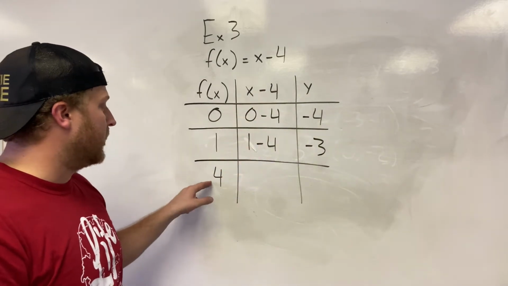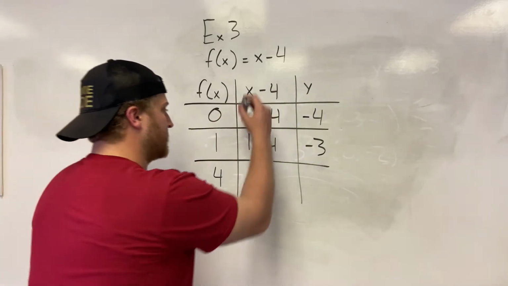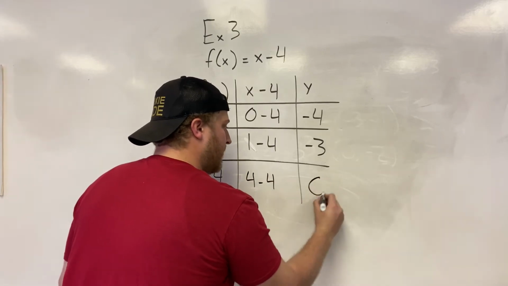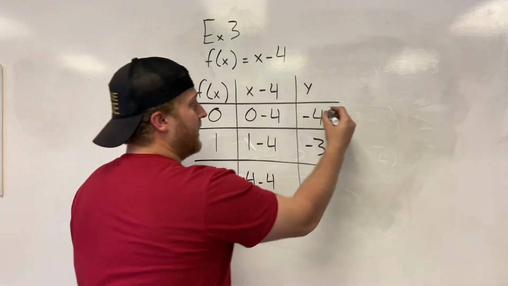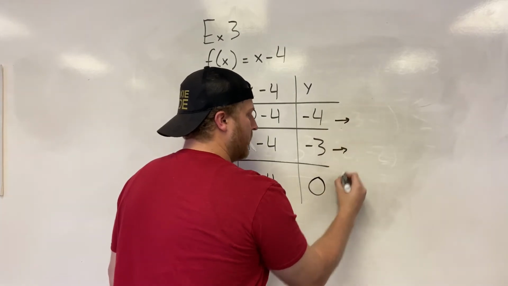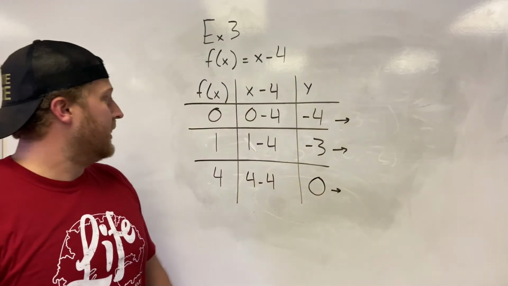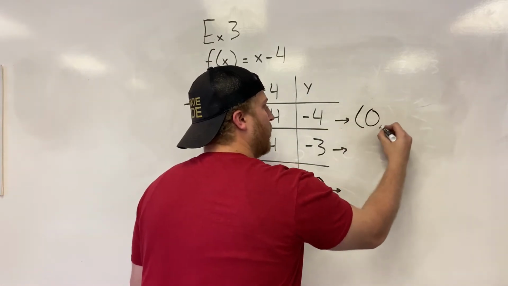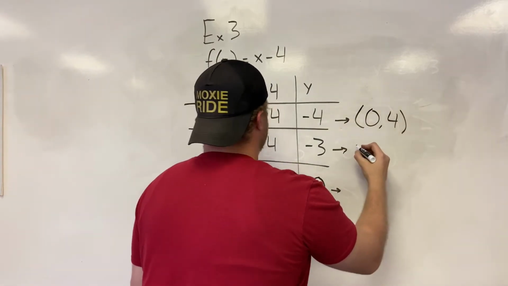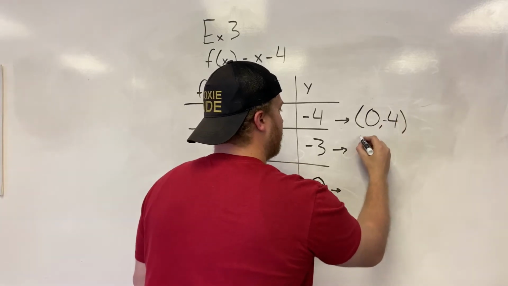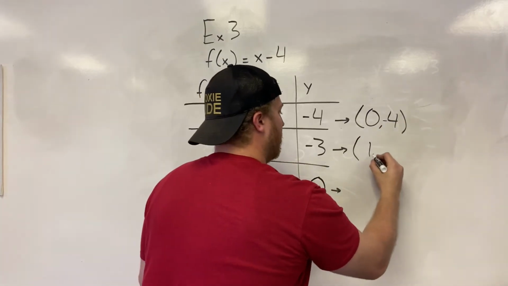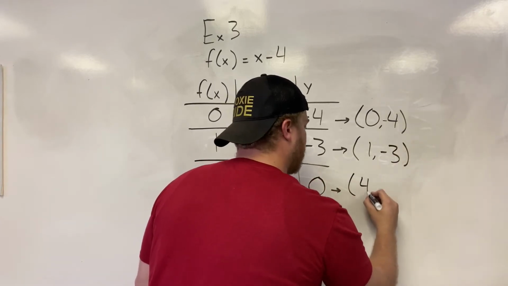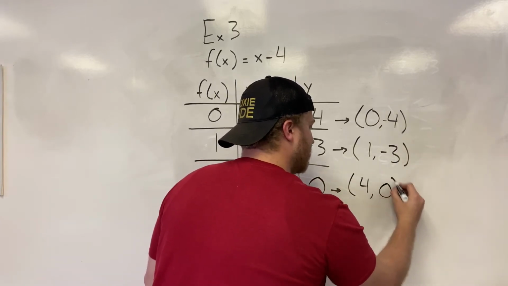And then last, we're going to be doing 4. So when x is 4, 4 minus 4, y equals 0. Now we just have to make these 3 ordered pairs, and then we're done. So this is going to be when x is 0, y is negative 4, sorry. When x is 1, y is negative 3. And when x is 4, y is 0.